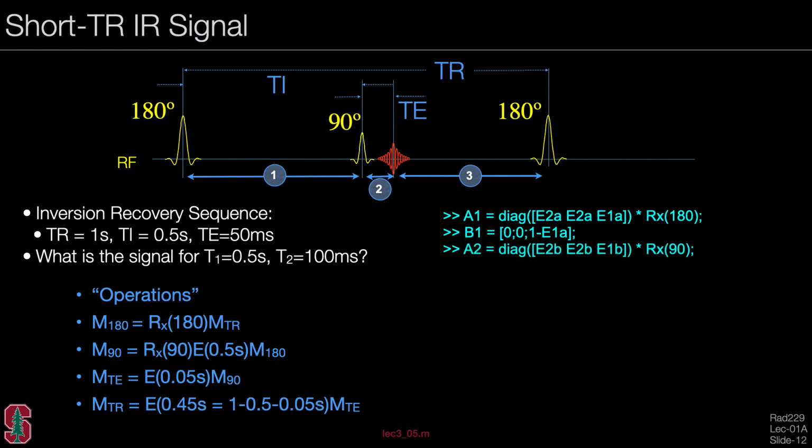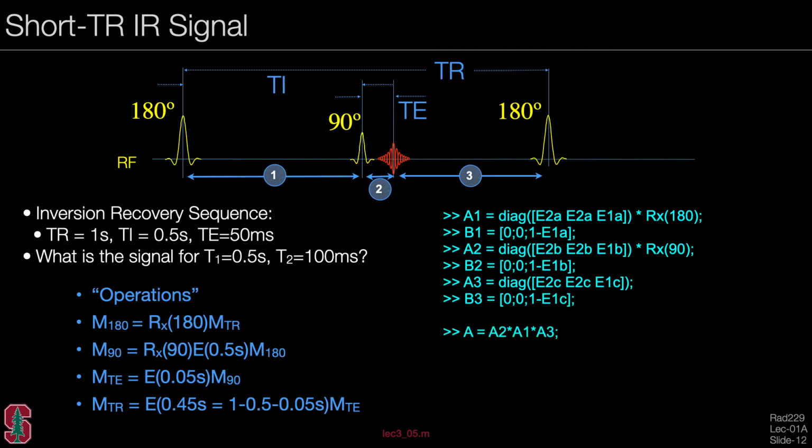Next we do the same thing for interval 2. So we have a rotation of 90 degrees, and then that's followed by relaxation. So again, we have a diagonal A matrix using the E2 and E1 expressions, and we have a vector with a recovery term. And we assume that the E1 for B here corresponds to interval 2. We can do the same thing for the third interval here. Again, we have a diagonal matrix for relaxation, and we have a recovery term.